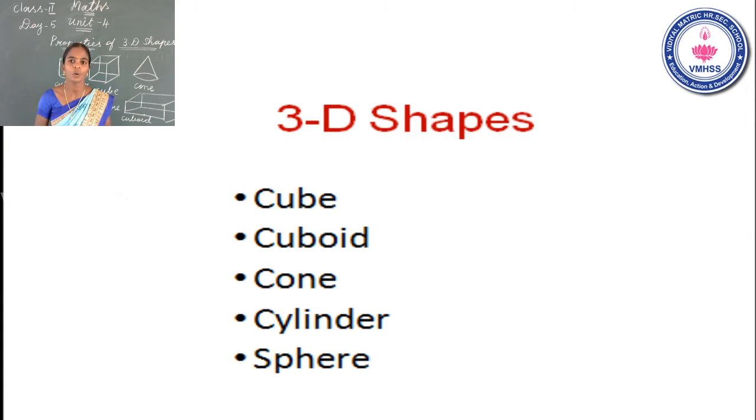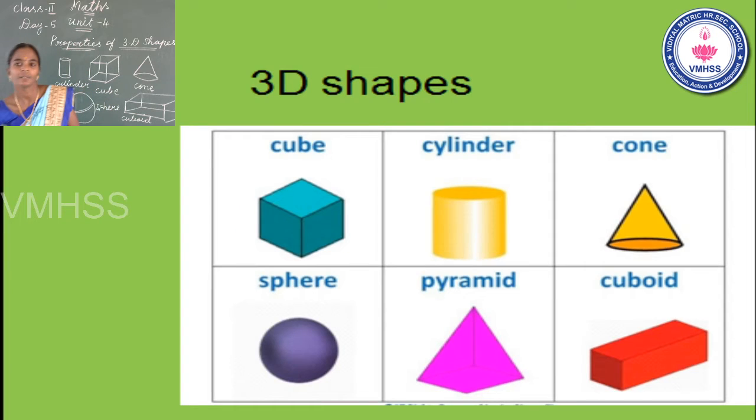Children, already we know 3D shapes. Cube, cuboid, cone, cylinder and sphere are 3D shapes. Okay, children, see the next slide. So 3D shapes pictures are given. First shape cube, next cylinder, next cone, next sphere, pyramid, and last one cuboid.